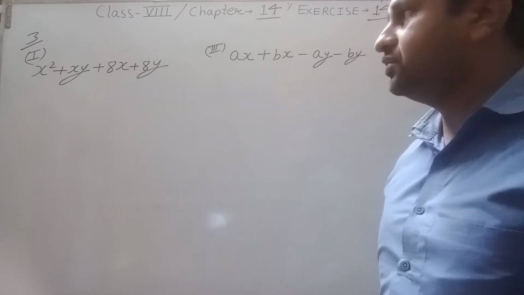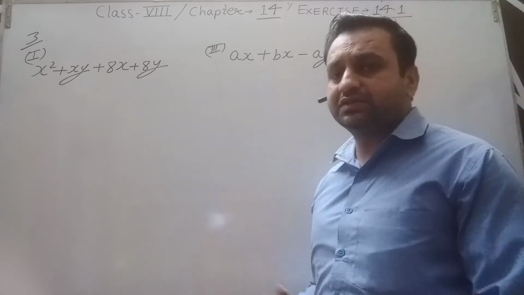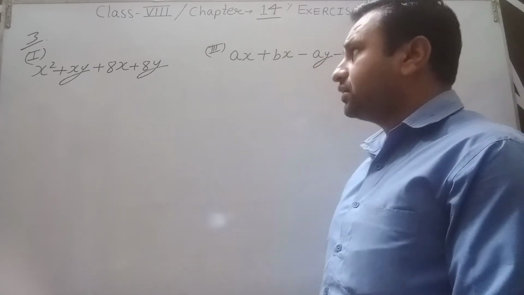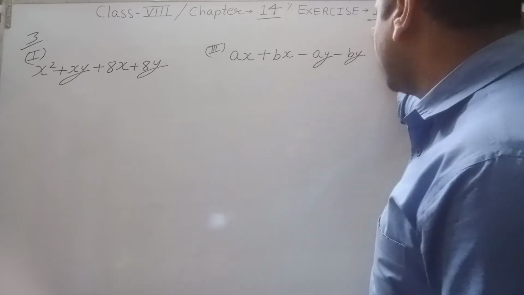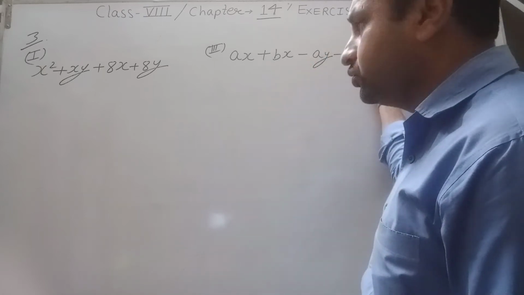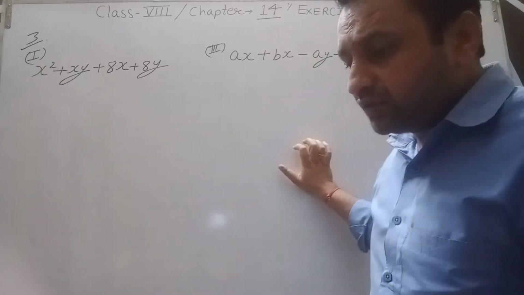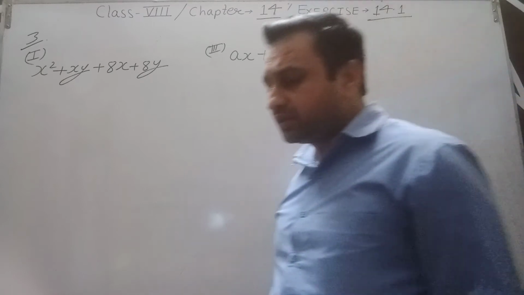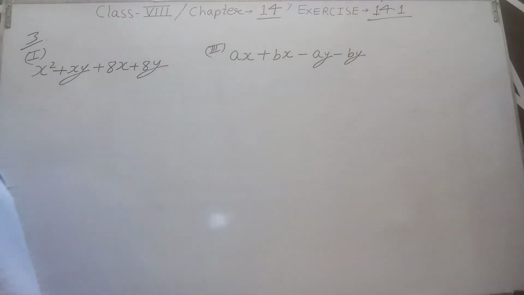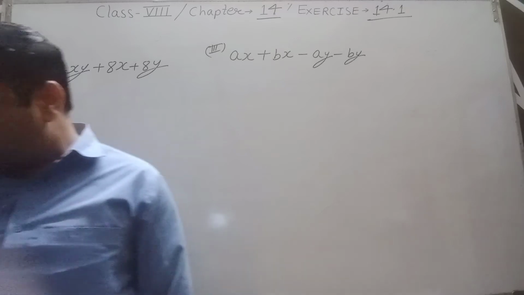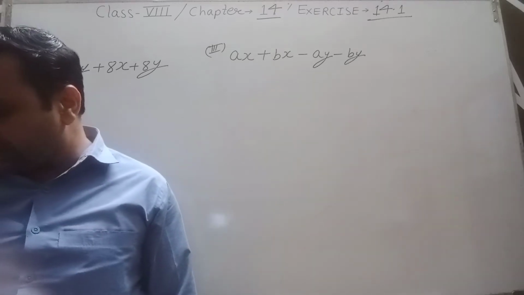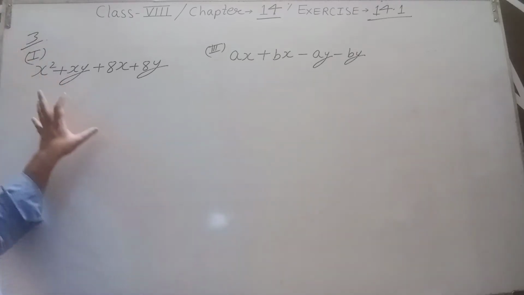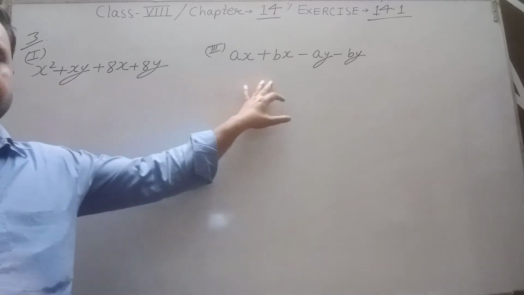In the first video we discussed factorization of algebraic expressions and completed exercise 14.1 up to question number 2. Now we start question number 3. Question number 3 contains a total of five parts, and in each part we have to factorize. We note down its part number 1 and part number 3.